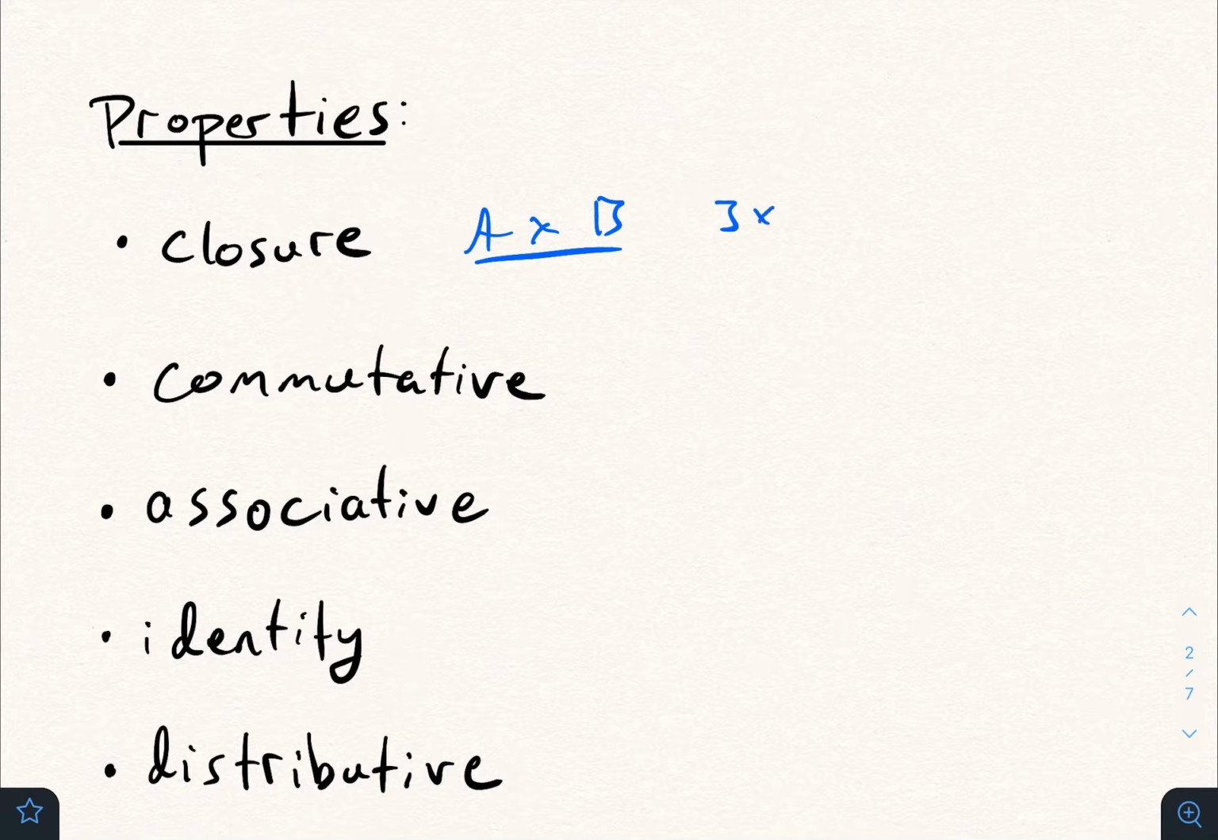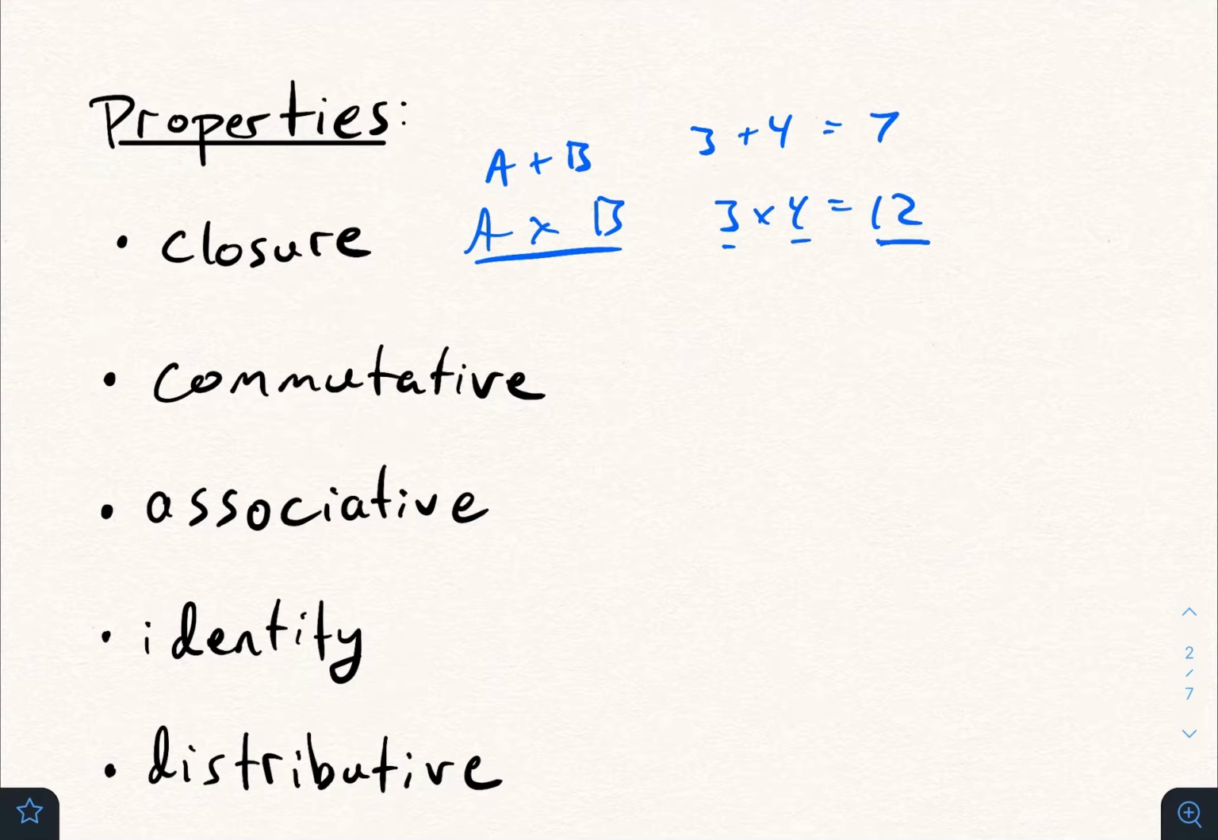If you did 3 times 4, 3 and 4 are both whole numbers, and 12 is also going to be a whole number. And that's always going to hold. That should be intuitively obvious. The same property holds for addition as well. If you were to take 2 whole numbers and add them together, then you would get another whole number.